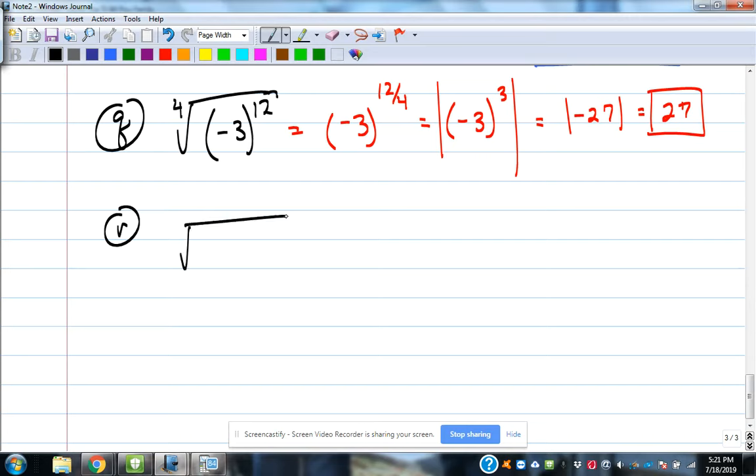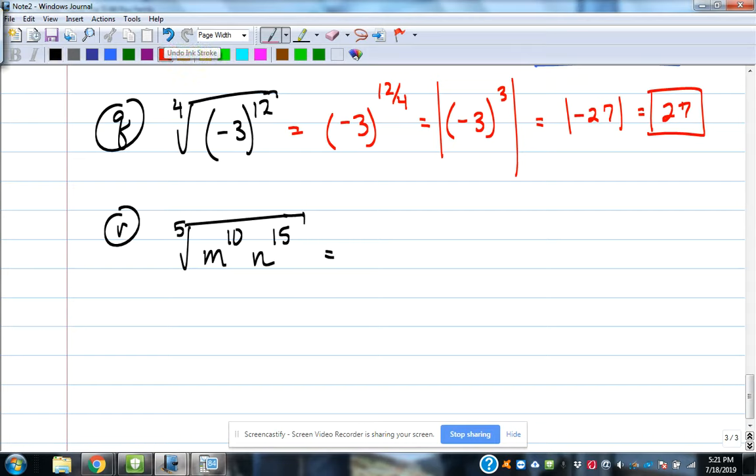It's just a fairly simple variable problem. Got a couple of variables in there. Fifth root, m to the 10th, n to the 15th. Nothing just crazy there.